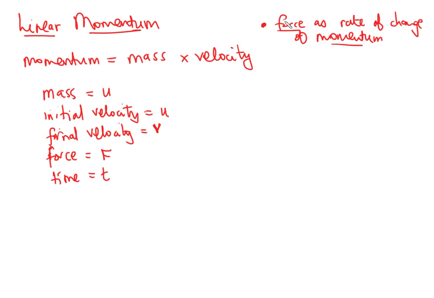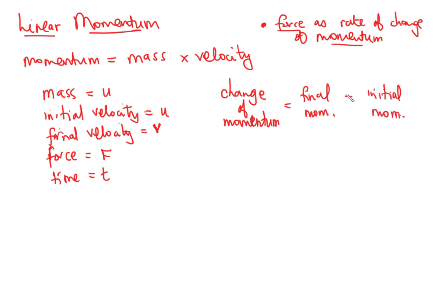By the definition of force, we say force is the rate of change of momentum. Let's look at our change in momentum. The change of momentum is going to be final momentum minus initial momentum. Final momentum is calculated with the same formula, mass times the final velocity, so it means mv minus the initial momentum, which is mass times the initial velocity, mu. So this is the change in momentum, mv minus mu.